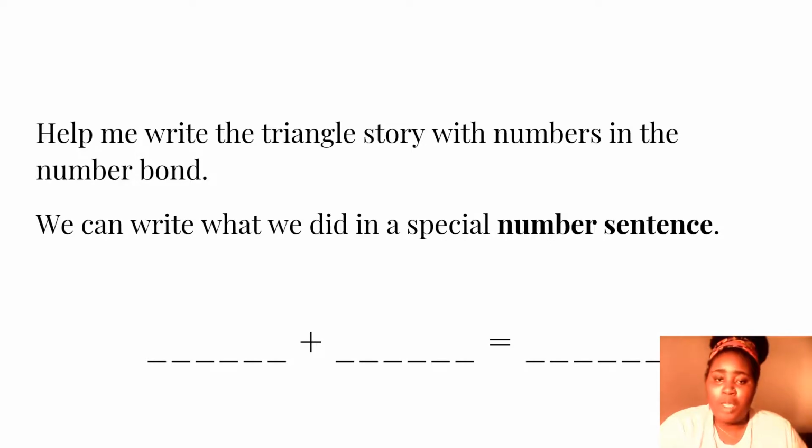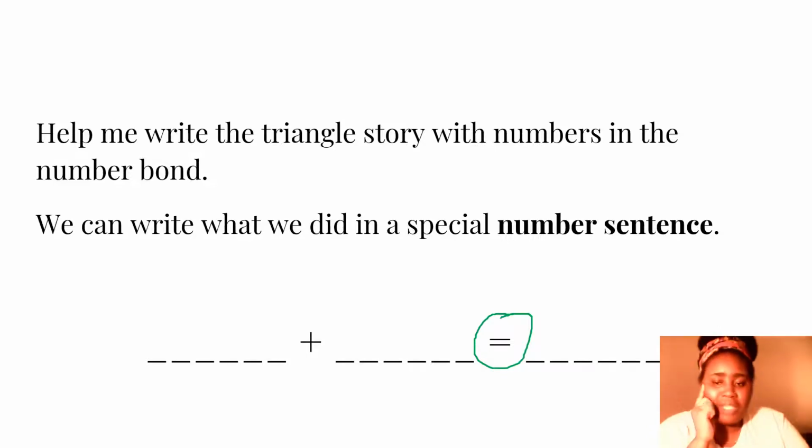So now we are going to write our triangles in something that we call a number sentence. And a number sentence is just a breakup of a number bond. So remember that a number sentence is kind of like our number bond. Do you see this right here? This is called an equal sign.